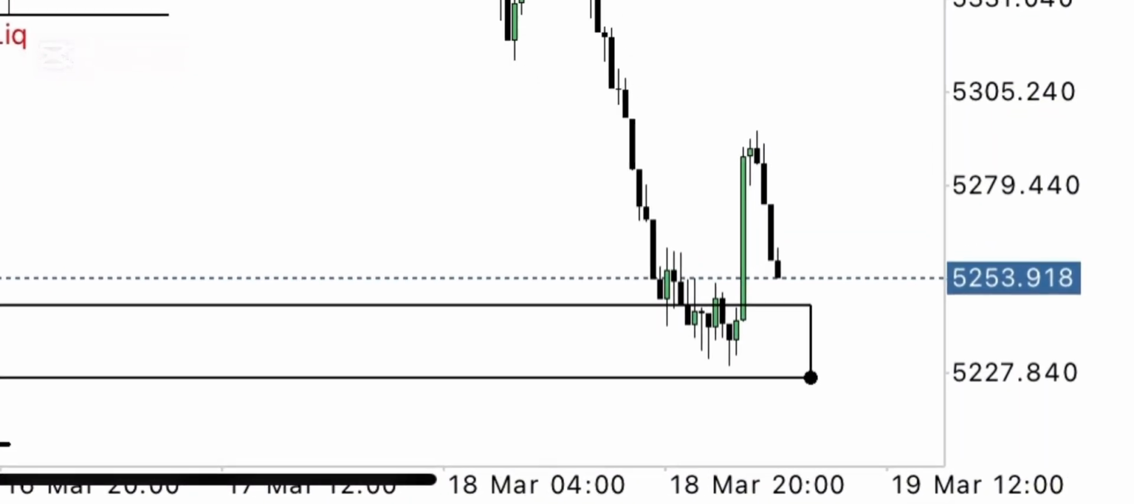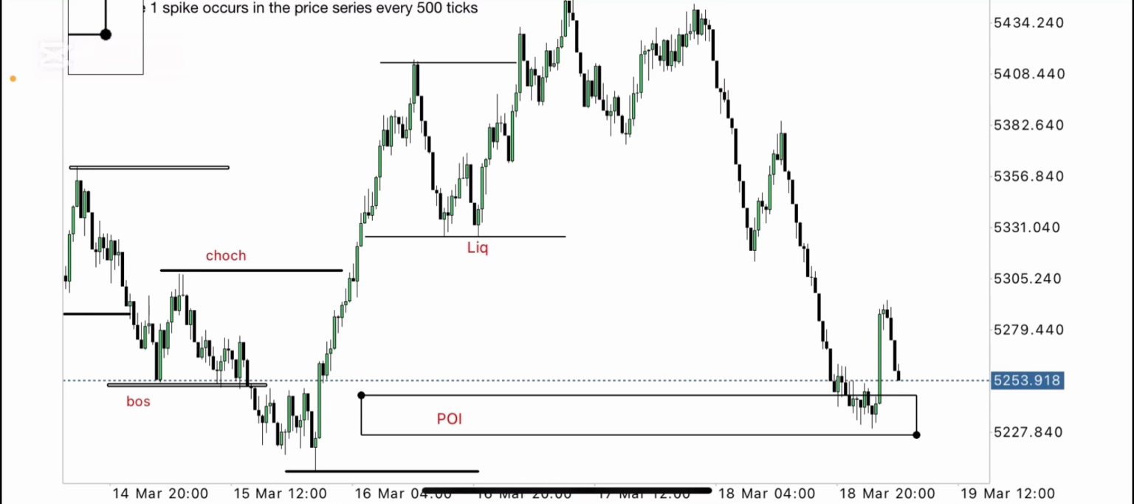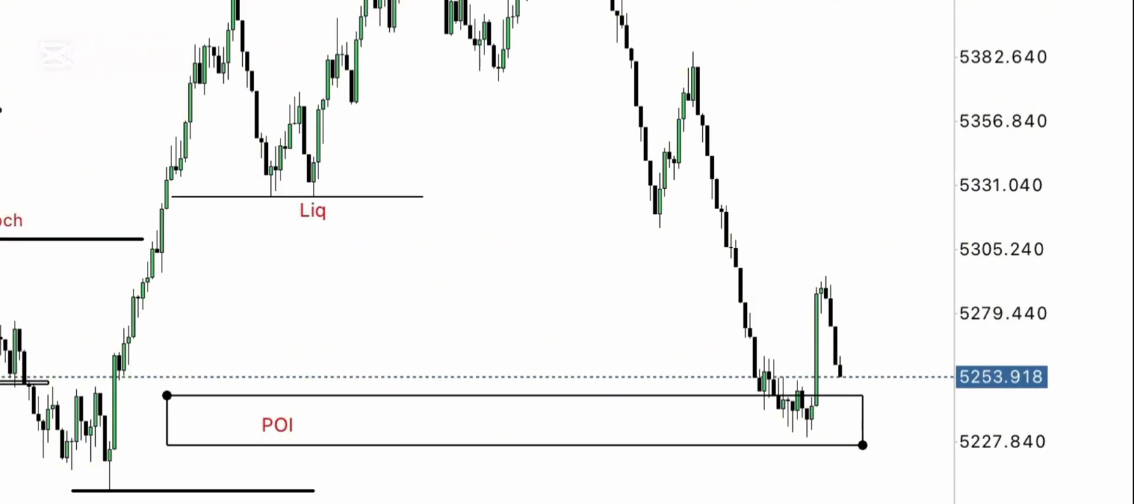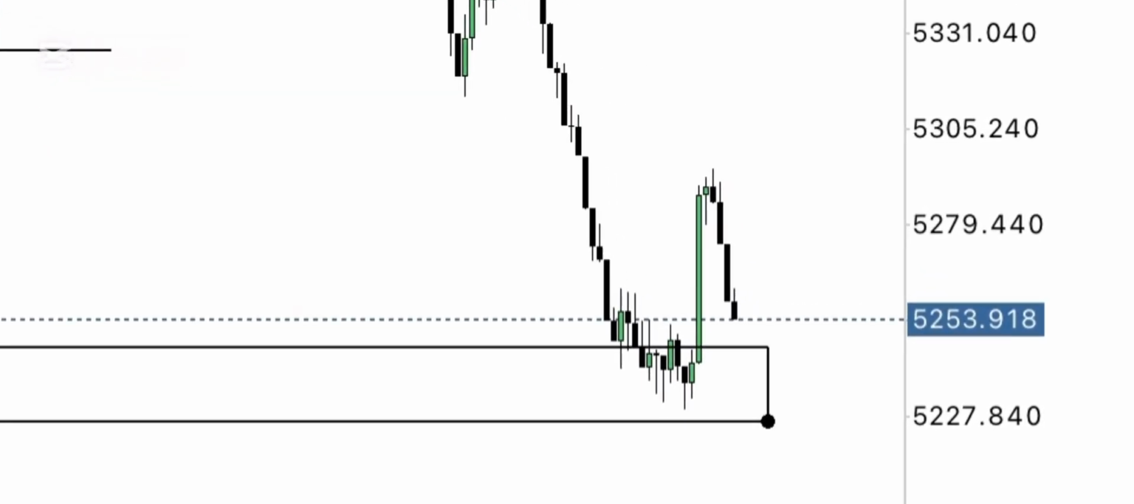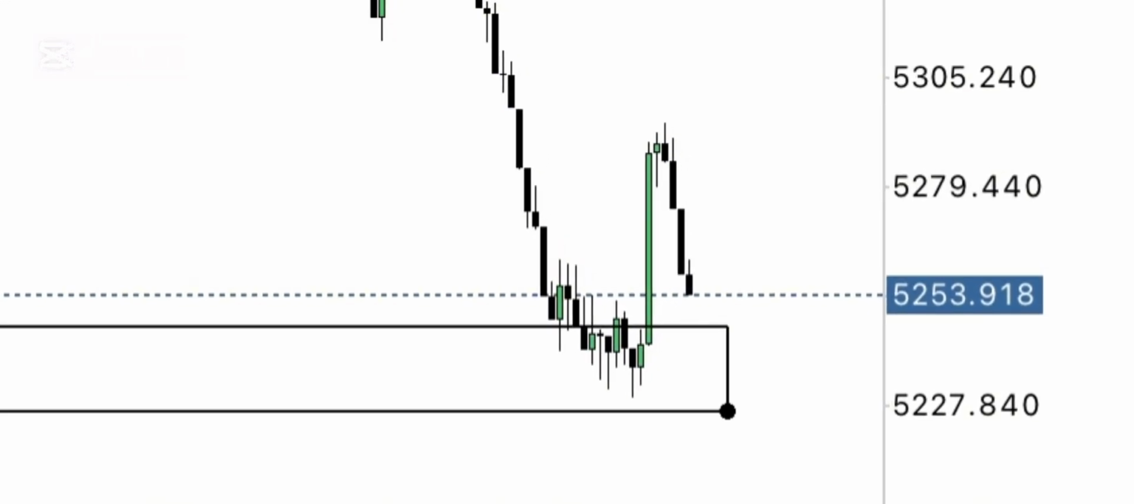So I may wait for the change of character to happen for proper risk management, for lower risk, or I can decide to go in like this and set my SL below this last low. But I'm seeing something here, that we have a double bottom right here. So this market is going to get to this double bottom before it creates a change of character and retests again before moving higher.